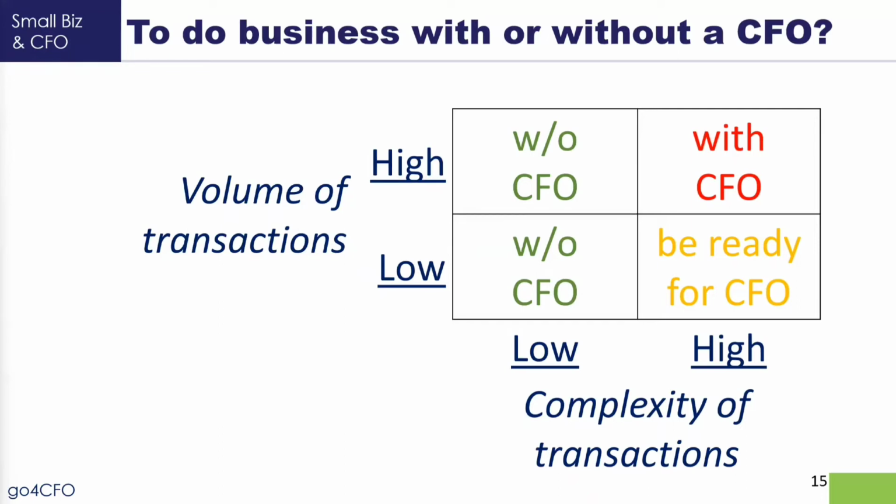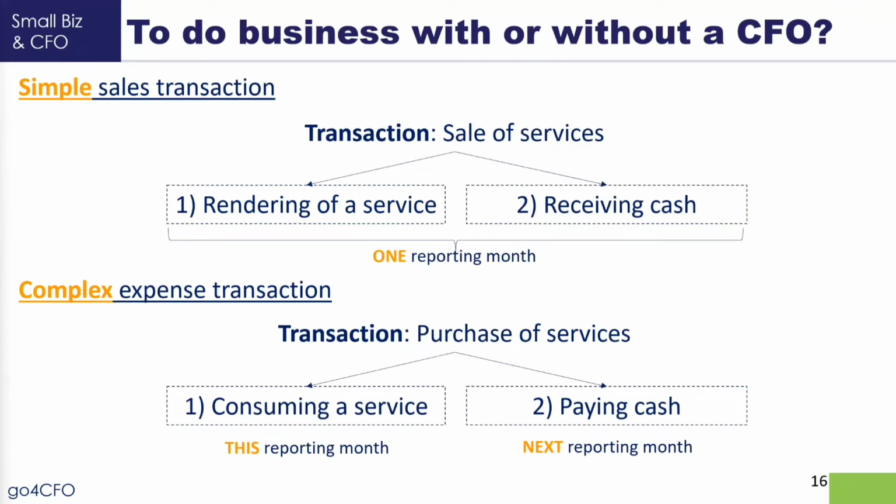Let's now see how simple transactions differ from complex ones. Well, the transaction is simple if, for example, a business works in a way that sales proceeds received in cash happen in the same month when you deliver goods or services to a customer. Or let's take the expense side. The expense transaction is simple if the cash you paid happens in the same month as your company actually consumes what you paid your cash for.